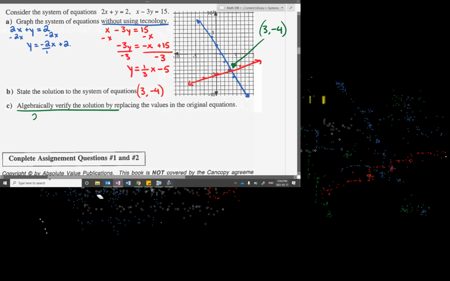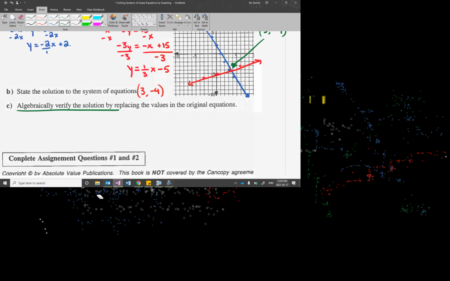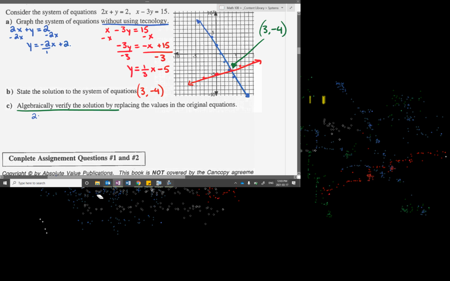So if I go 2x with my original, I should keep my color coding. If we use our original equation of 2x plus y equals 2, if I plug in that 3 and -4, it should work. So 2 times 3 plus -4 hopefully equals 2. 6 minus 4, does that equal 2? Yes.